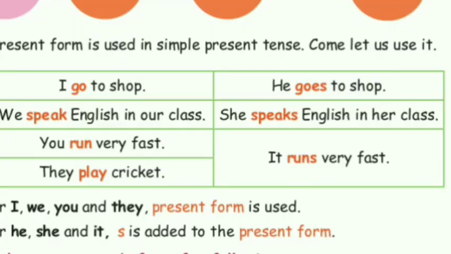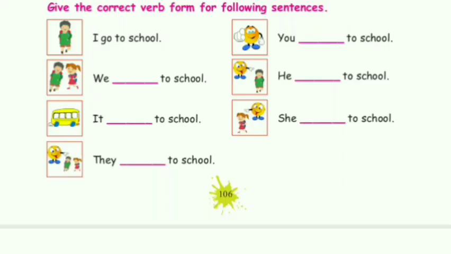Now let us use the present form. I go to shop. He goes to shop. We speak English in our class. She speaks English in her class. You run very fast. They play cricket. It runs very fast. Here, for I, we, you and they the present form is used; for he, she and it, s is added to the present form.